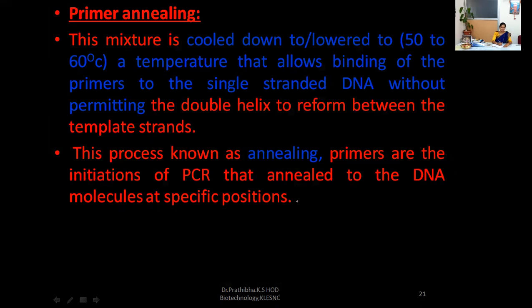Earlier we took the double stranded DNA molecule. This double stranded DNA molecule was subjected to the denaturation process. What temperature? 94 degrees. When we increase the temperature in the PCR machine to 94 degrees, the hydrogen bonds of this double stranded DNA molecule will be broken down and the strands separate like this and become template DNA.